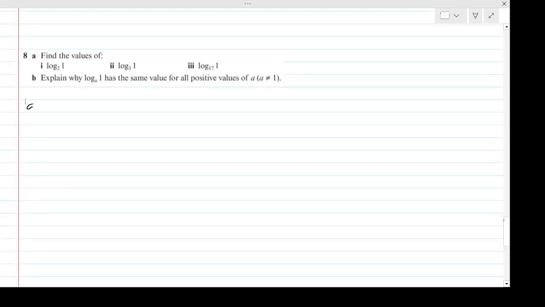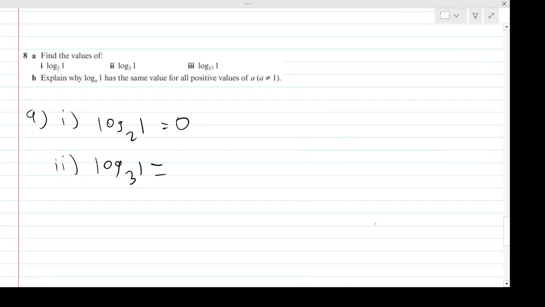Okay, and then final question here. For part A, it says to find the values of firstly log base 2 of 1, so that's just put in the calculator. If I put that in the calculator, I get 0. And then log base 3 of 1, and this is also equal to 0. Surprising. And then for the third part, we're going to work out log base 17 of 1. If I put that in the calculator, I get 0. Interesting.